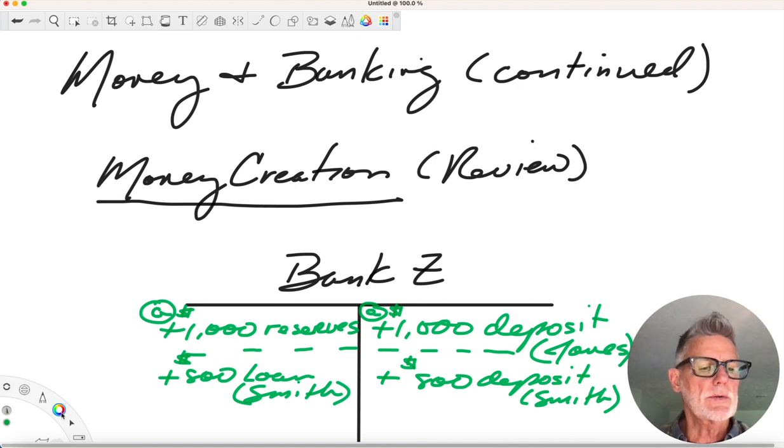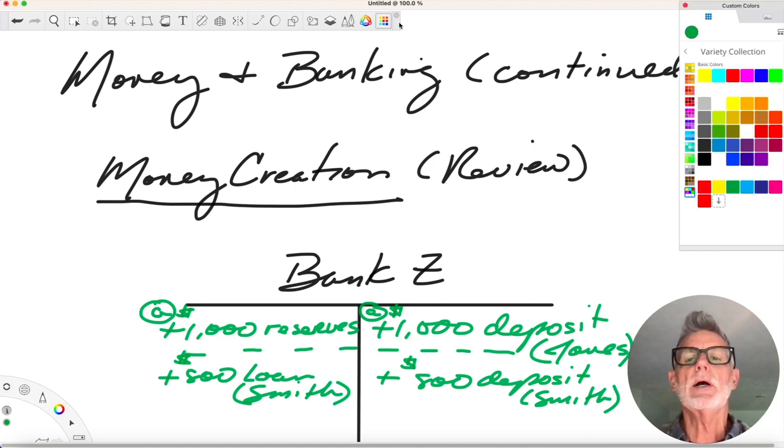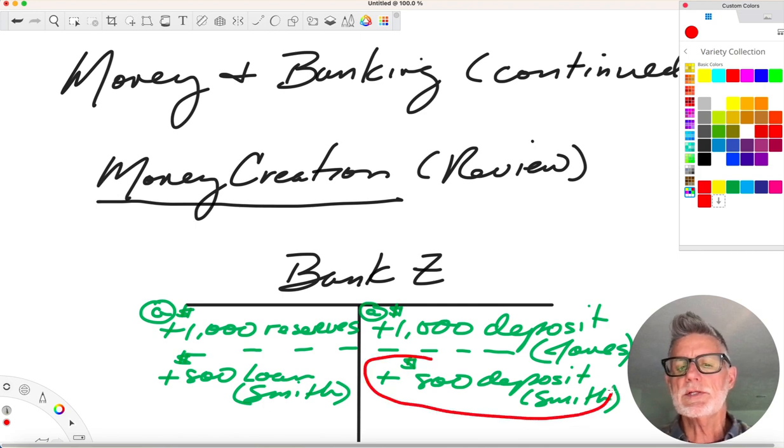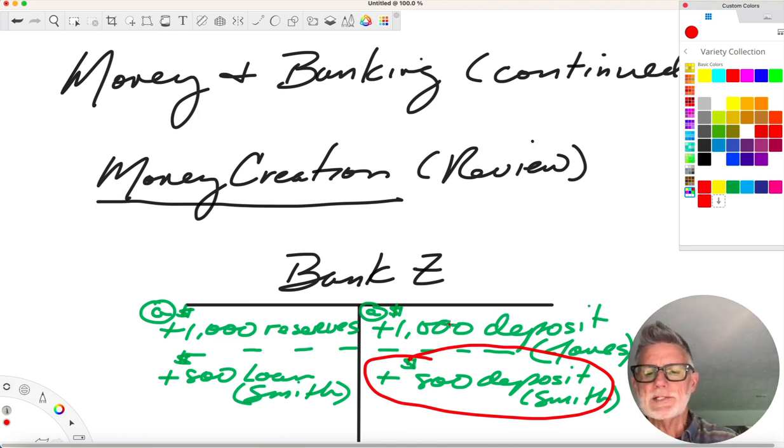Let me go to a different color here. And this deposit right here is newly created money. It's not like a deposit was taken out of one account and put into another account. This is a deposit that is simply created because Smith has signed his name to a piece of paper.